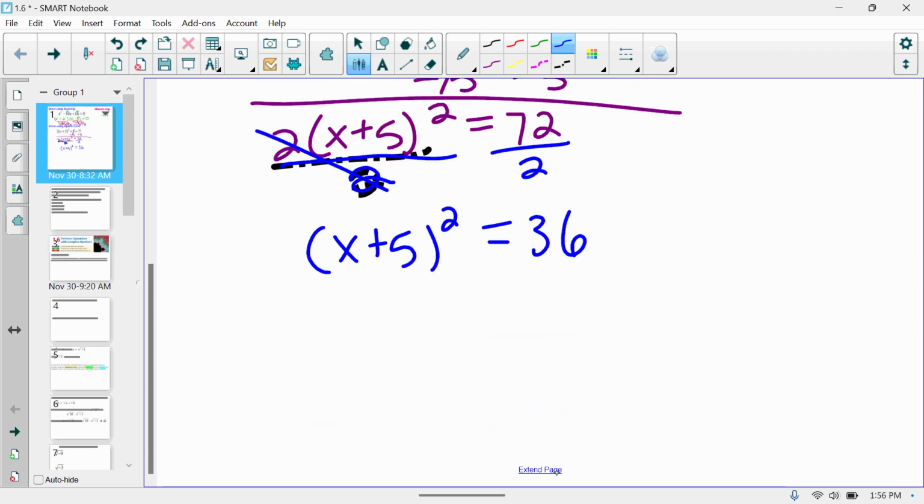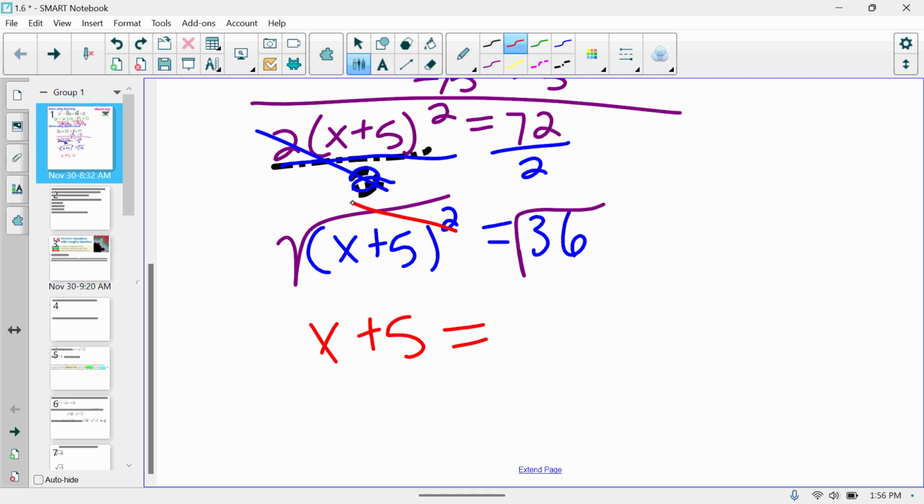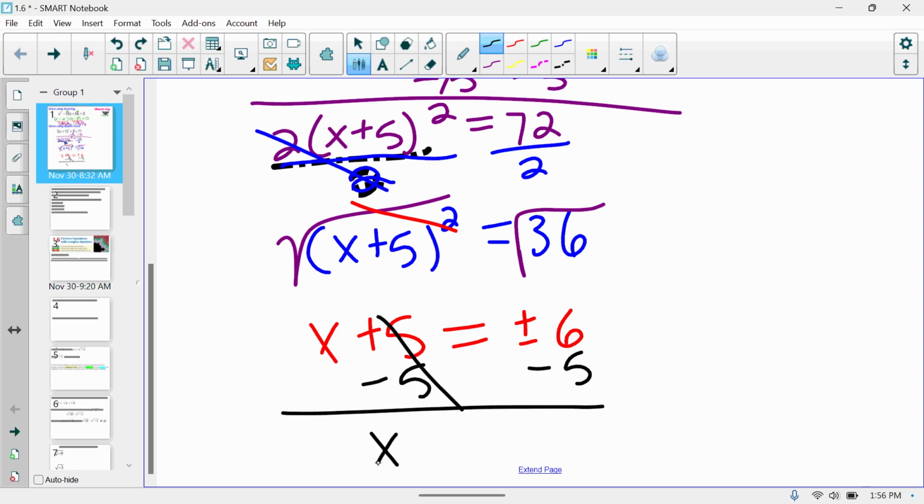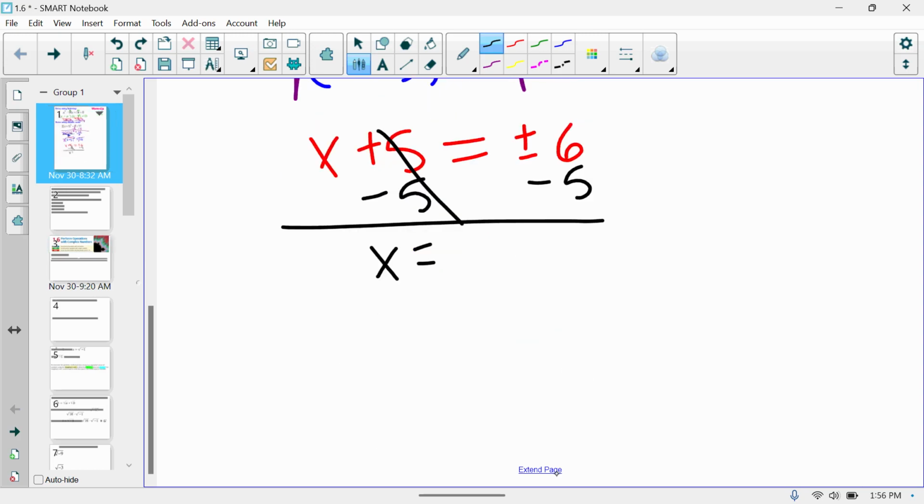Then this is the point where we take the square root. Don't forget, whenever you take the square root, it cancels the square, right? But we got to think about the square root of 36 could be 6 or negative 6, because negative 6 times negative 6 also equals 36, right? So then you take away 5 from both sides to get x alone. Now remember, instead of writing plus or minus 6 minus 5, I would put the negative 5 first, and then just read this from left to right.